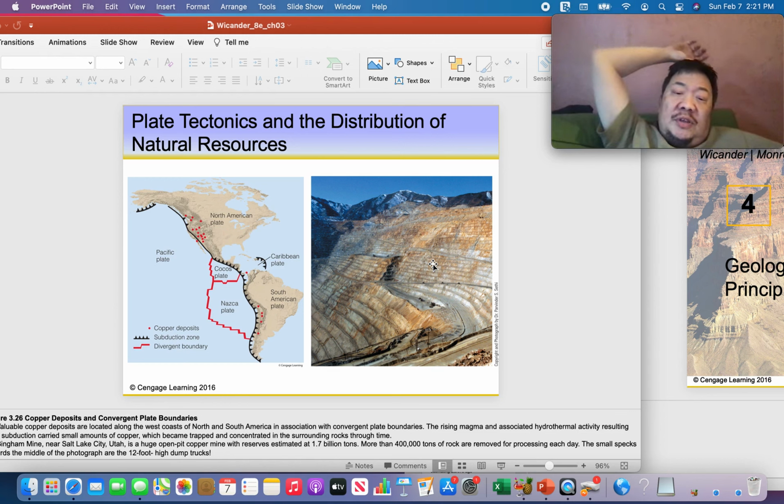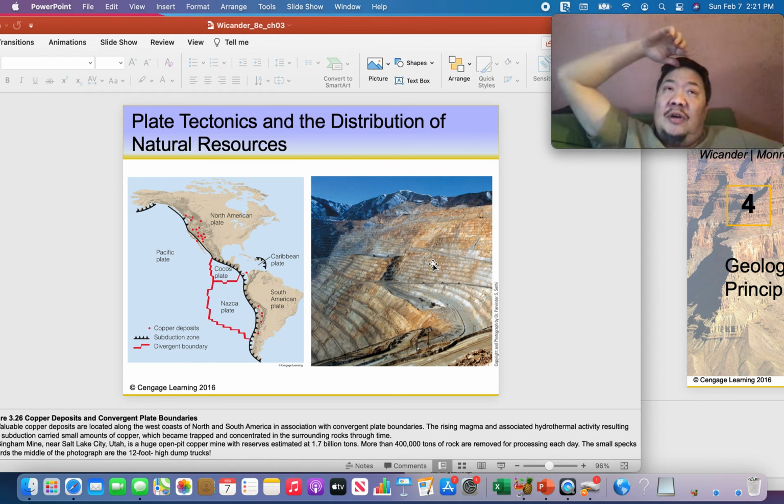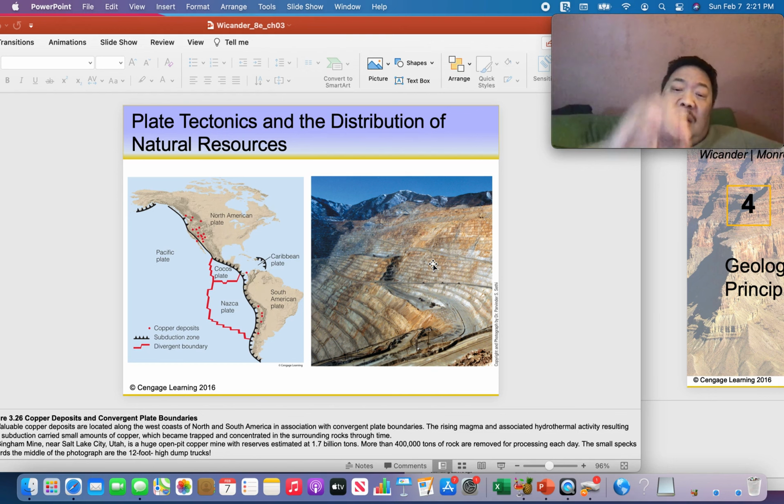There's another big tourist attraction in Utah, and that's the Bingham Copper Mine. You can go there. It's about 20 miles from Salt Lake City, and see the largest copper mine in the world. They have train tracks going all the way down to the bottom of this copper mine.